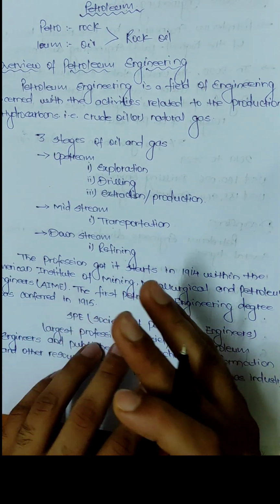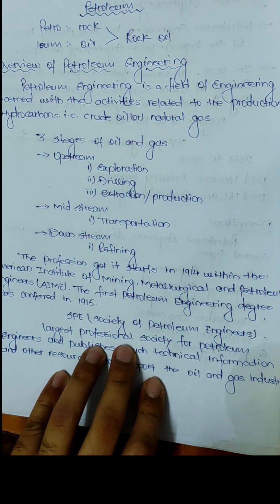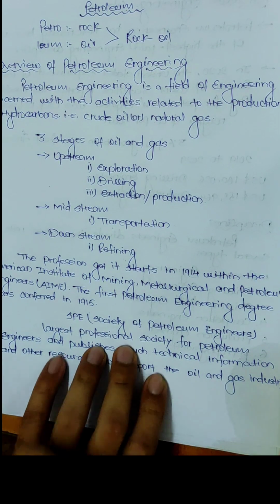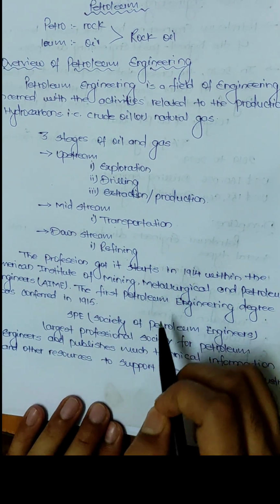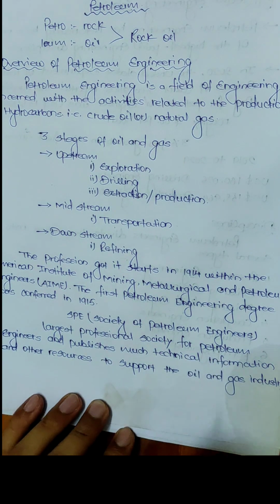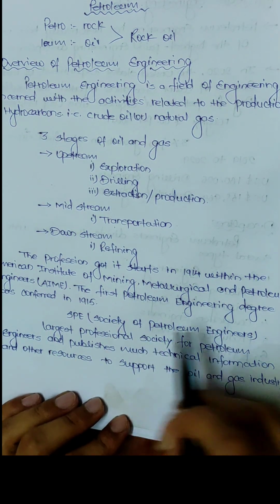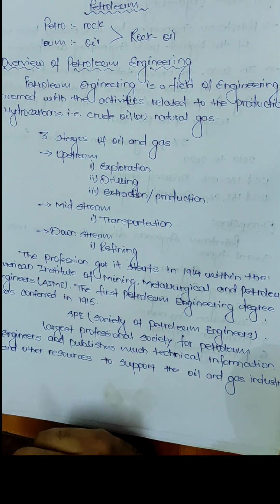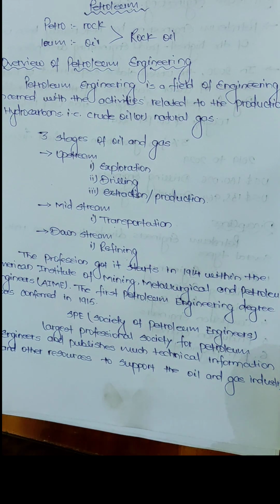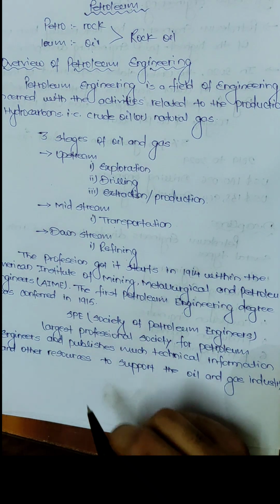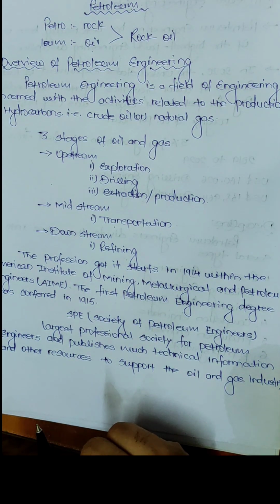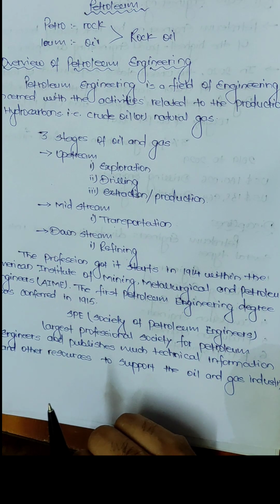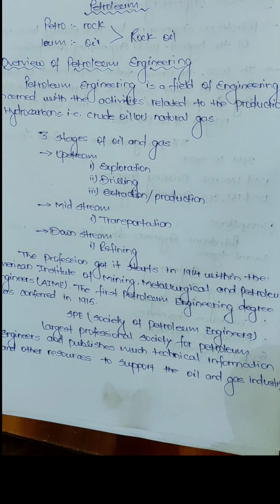Now, the petroleum engineering profession got started in 1914 with the American Institute of Mining, Metallurgical and Petroleum Engineers, that is AIME. The first petroleum engineering degree was conferred in 1915. Now there is a society called SPE, the Society of Petroleum Engineers. It is the largest professional society where all the petroleum engineers are connected, and it publishes much technical information and other resources to support the oil and gas industry.